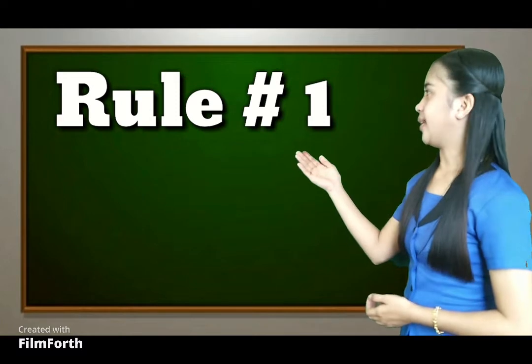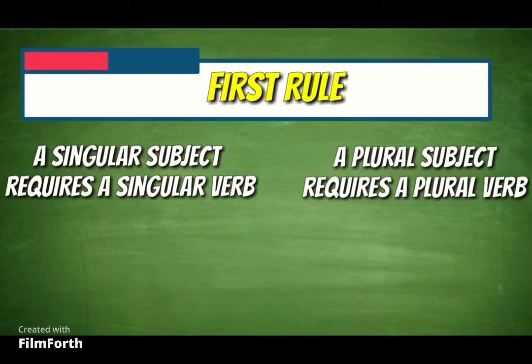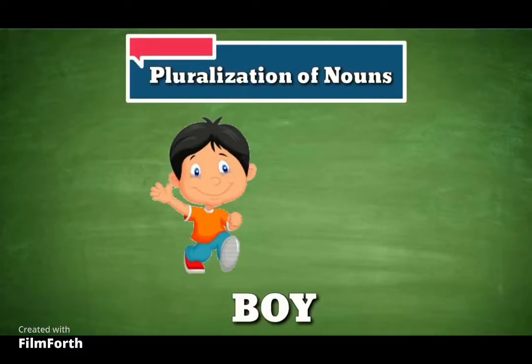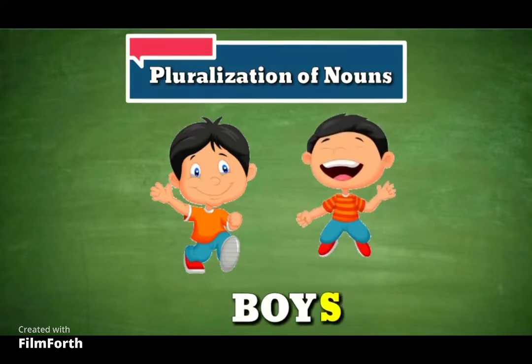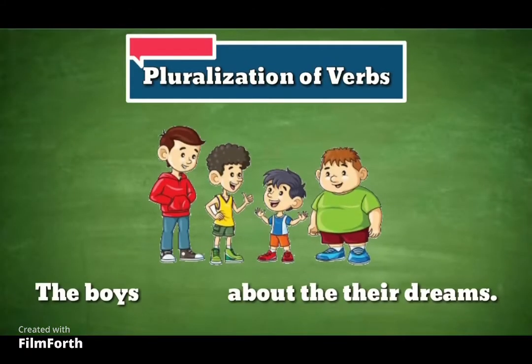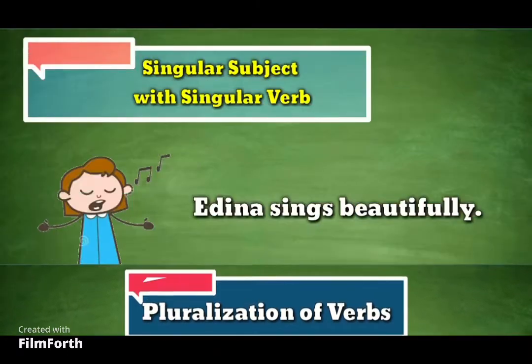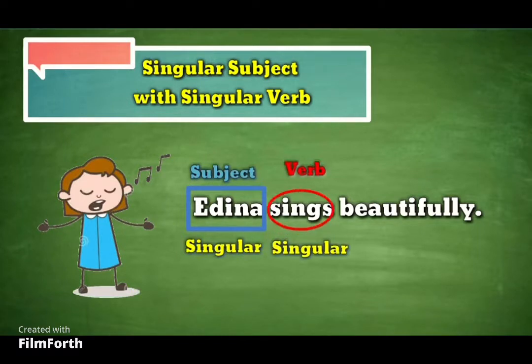Rule number 1. A singular subject requires a singular verb. A plural subject requires a plural verb. In contrast with pluralization of nouns, where we are adding s at the end of the noun, the plural form of the verb doesn't have s at the end. It is in its base form. For example, Idina sings beautifully. Idina, the subject, is singular, so we use a singular verb, which is sings.